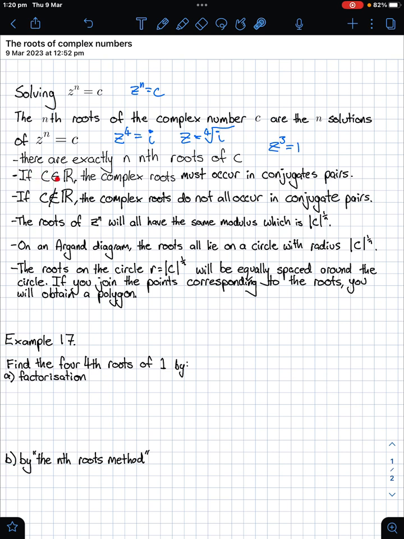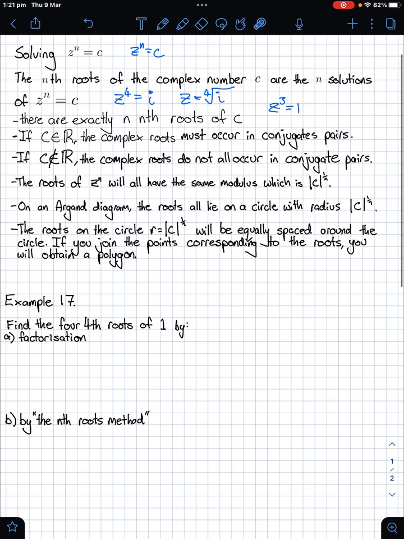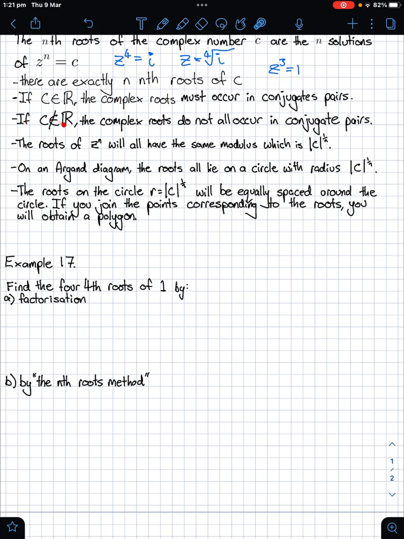If c is a real number, the complex roots must occur in conjugate pairs. So we already know that for real polynomials, if it's real, we have conjugate pairs in this space, or they're going to be real. So the complex roots occur in conjugate pairs. If we have an odd power, remember, we can have a real root and 2 complex roots. If the complex number isn't real, the complex roots do not occur in conjugate pairs.